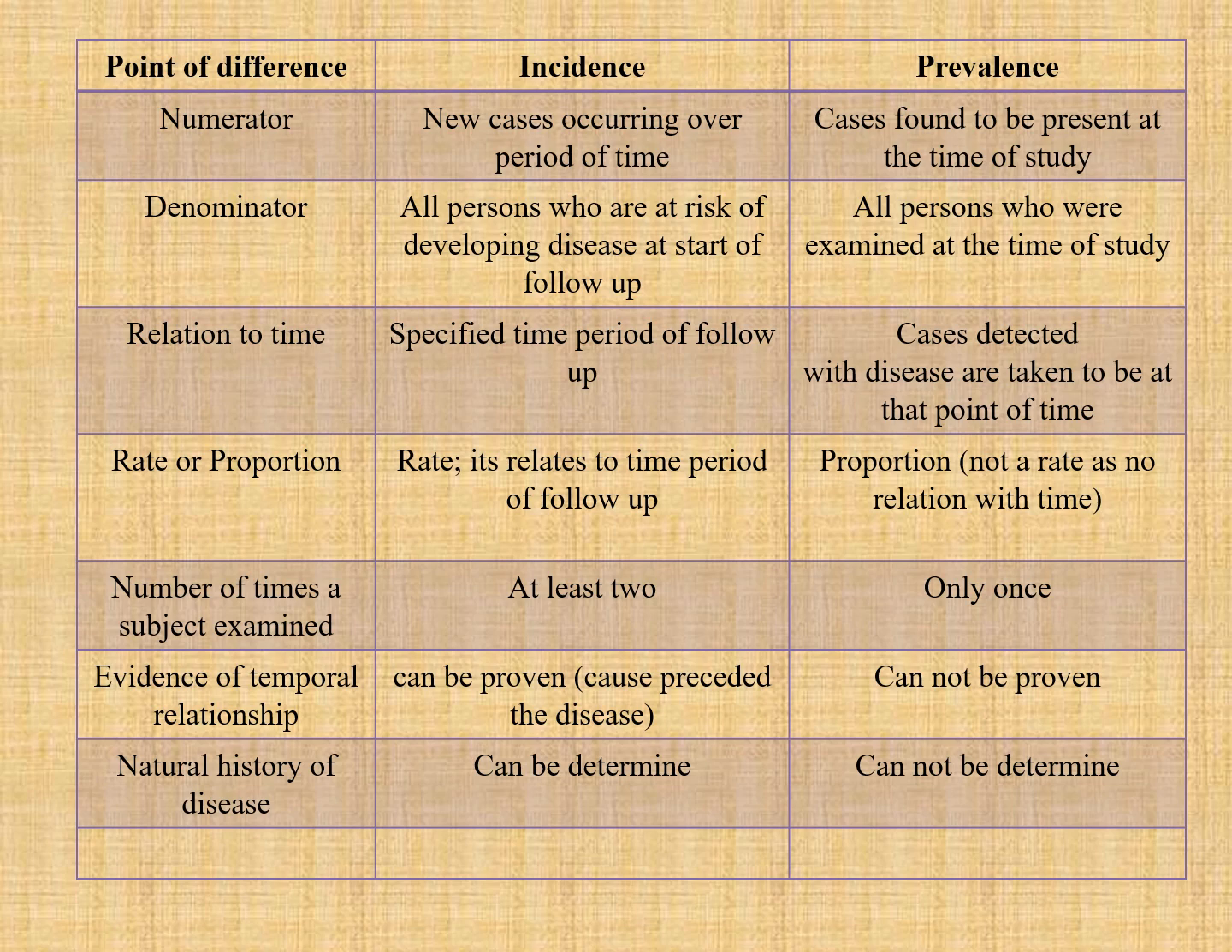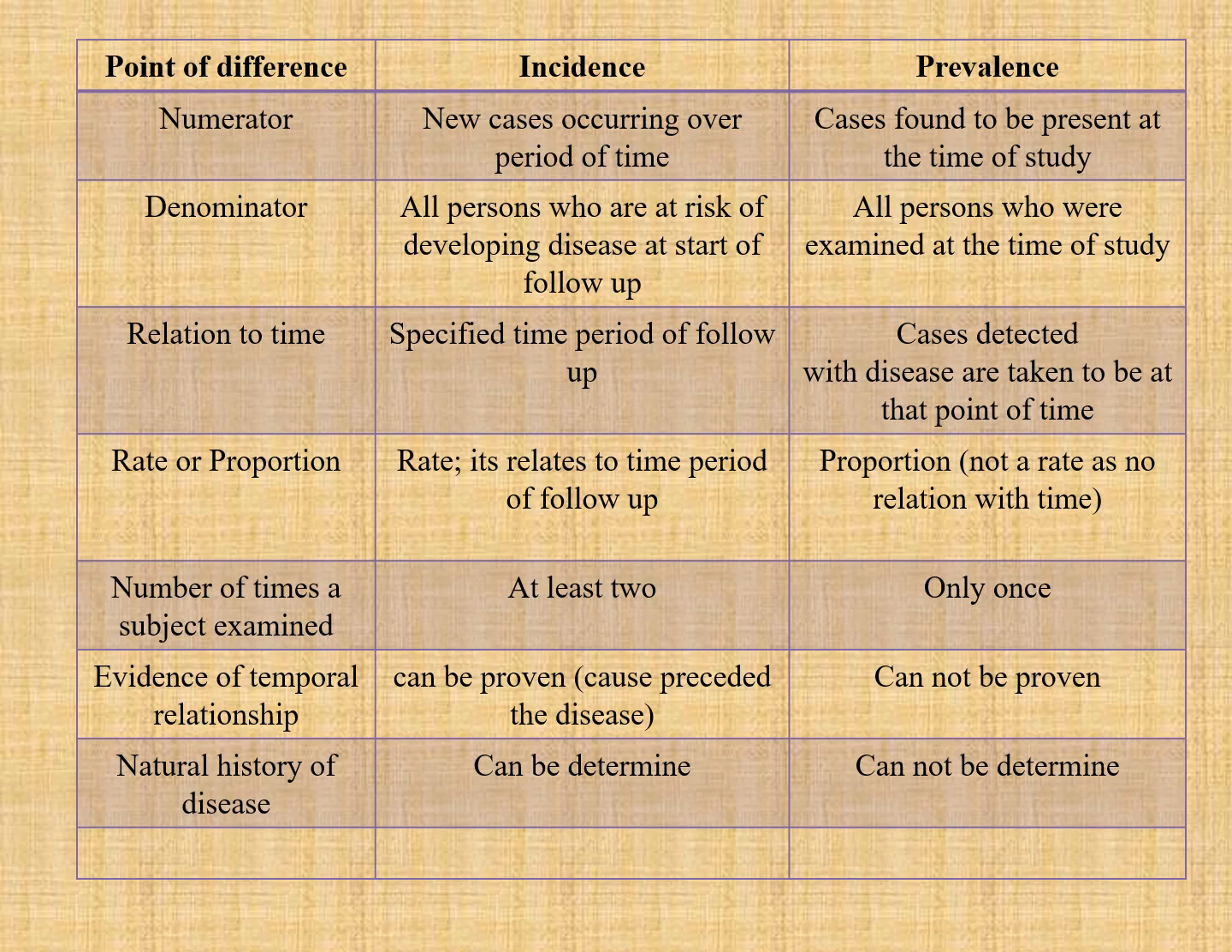Number of times the subject is examined. So you must remember that to find out the incidence, we have to examine individuals at least a minimum of 2 times, and for the prevalence, the subject can be examined only 1 time.